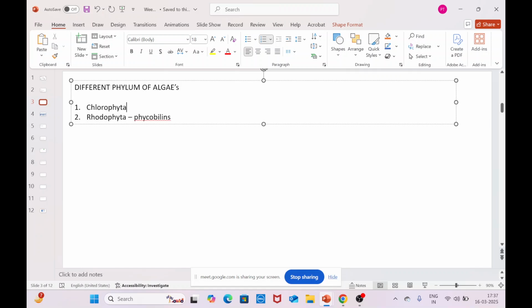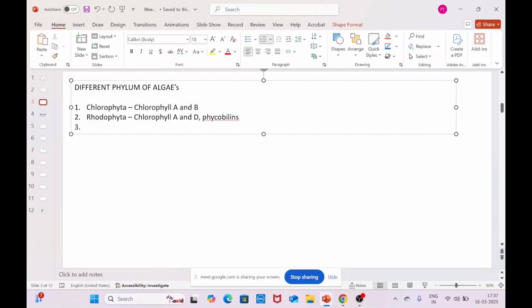So chlorophyta basically contains only chlorophyll and xanthophyll, but chlorophyll is the predominant constituent. Chlorophyll A and B. Chlorophyll also has multiple different types: A, B, C, and D. Out of these, chlorophyta typically has chlorophyll A and B. Rhodophyta has chlorophyll type A and D, along with phycobilins, which is responsible for its red color.